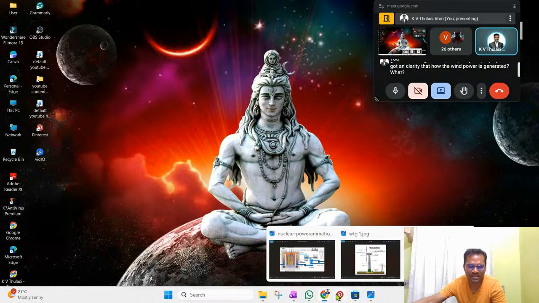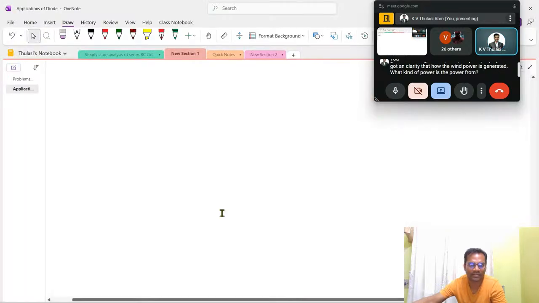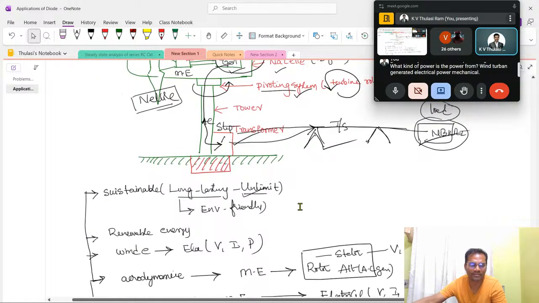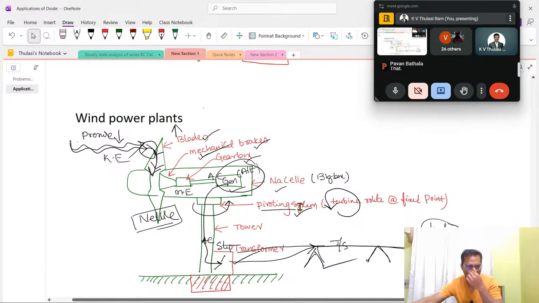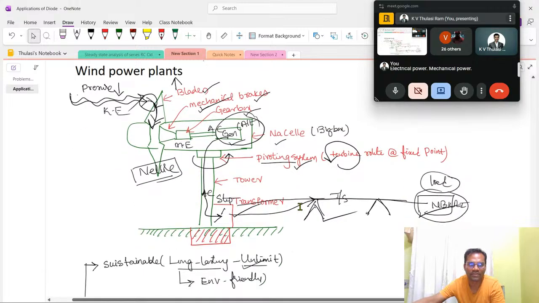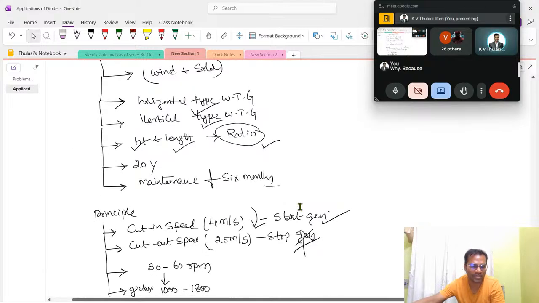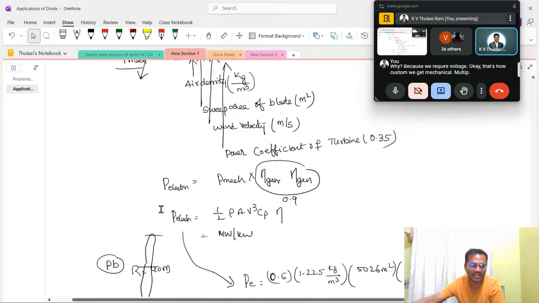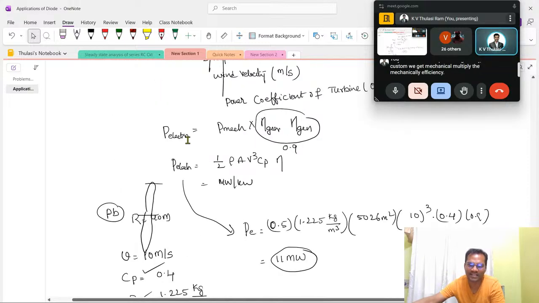What kind of power is generated by the wind turbine? Electrical power or mechanical power? Electrical power. Why? Because we require voltage. Okay, that's how first you will get mechanical power. Multiply the mechanical power with efficiency, then you will get electrical power. And units of electrical power may be in terms of kilowatts or megawatts.